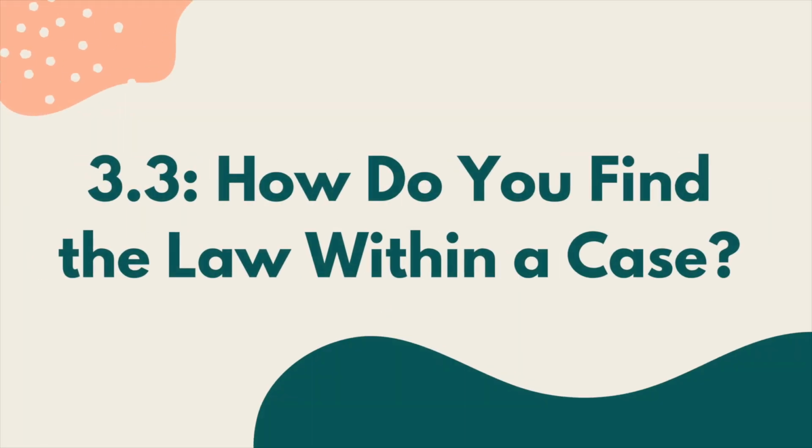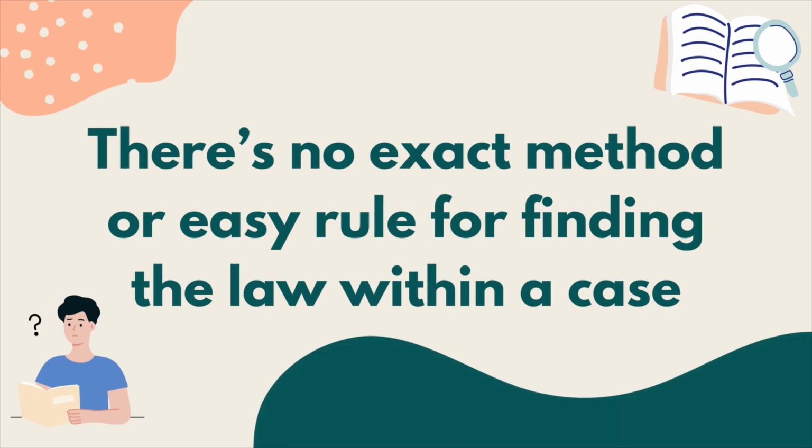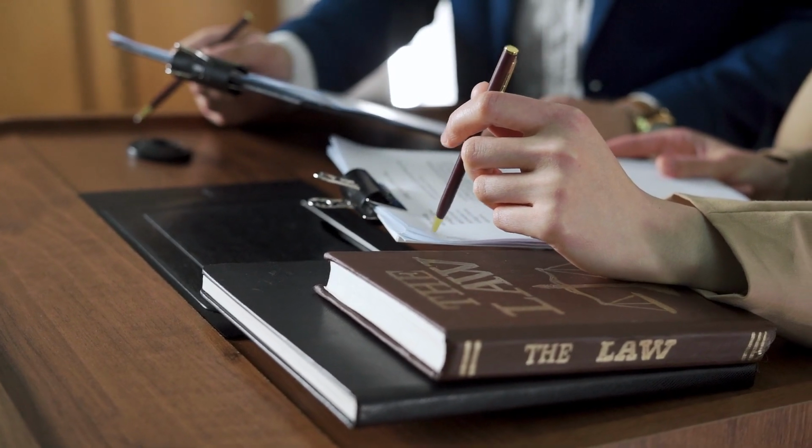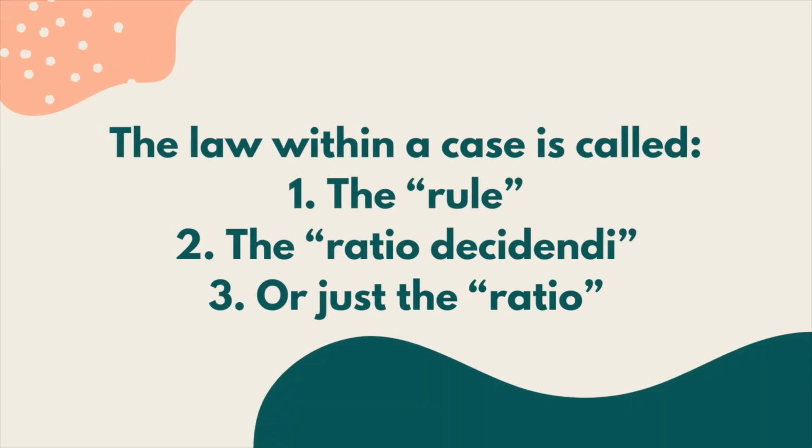3.3, how do you find the law within a case? Let's say that you've found out that a particular law comes from cases and you've found the precedent-setting case. Awesome. So after that, how do you find the law within that case? You guessed it, there's no exact method or easy rule for finding the law within a case. First of all, the law within a case is sometimes called the rule of a case or the ratio decidendi, which is often shortened to ratio. Basically, ratio means the main law in a case.